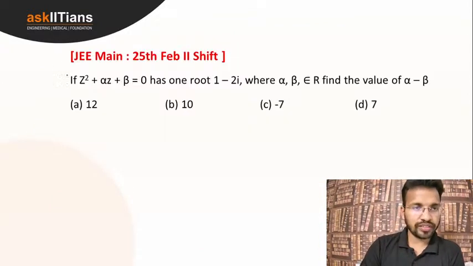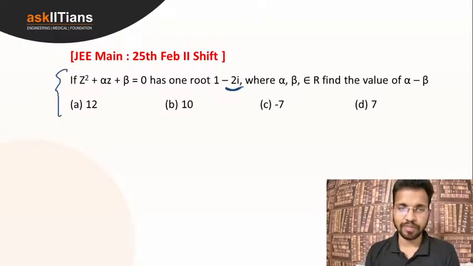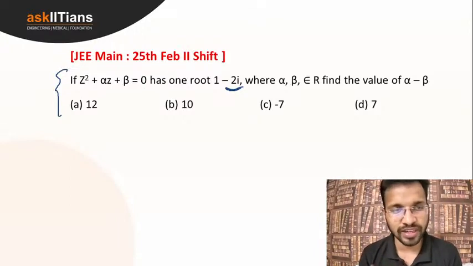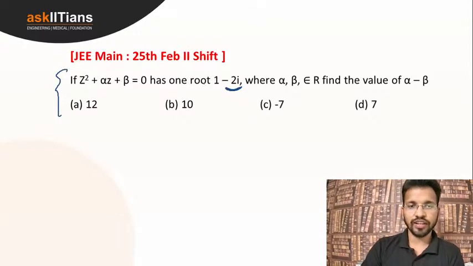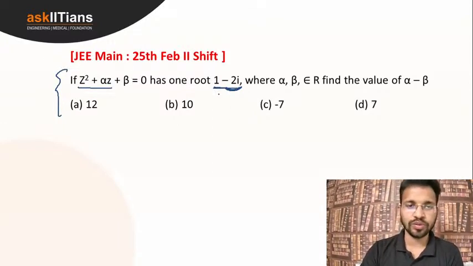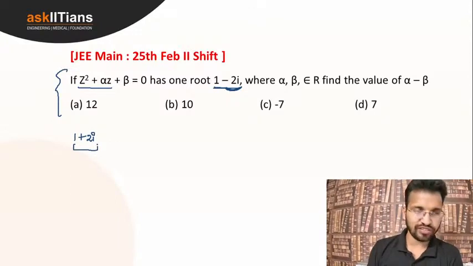ये तो देखो, this question I don't know why they have put it in JEE, just to understand this iota part, right? Otherwise this question even a 10th grade student could have attempted with the brief knowledge of complex number. So clearly if quadratic equation has one root like this, can you guess what will be the other root, all of you? Very difficult, right? 1 plus 2 iota.